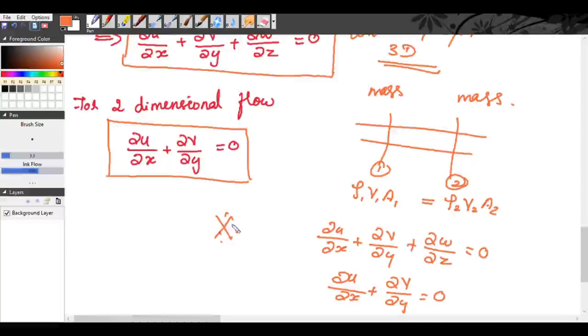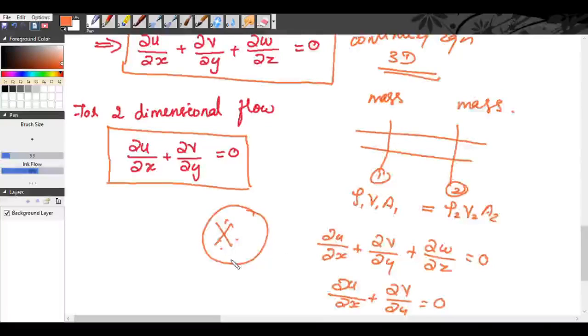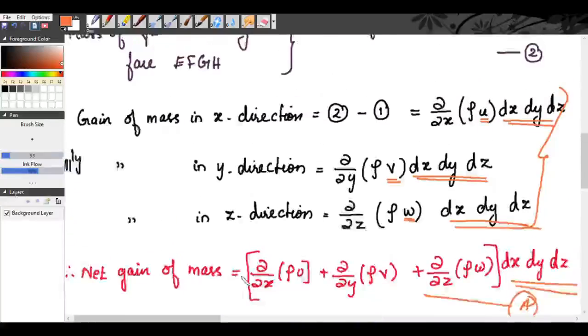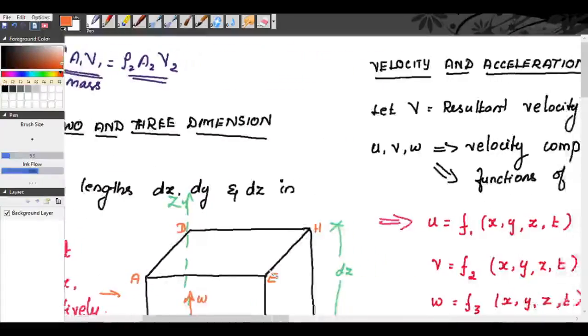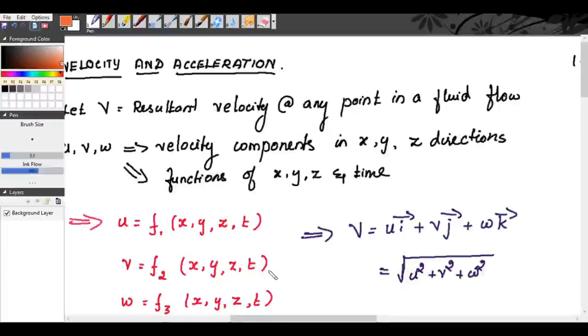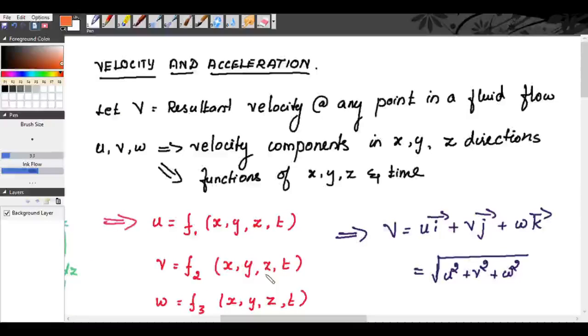Very important derivation. Simple and important derivation. Now we will move on to our next topic today, that is velocity and acceleration. Very simple concept. So suppose v is our resultant velocity.